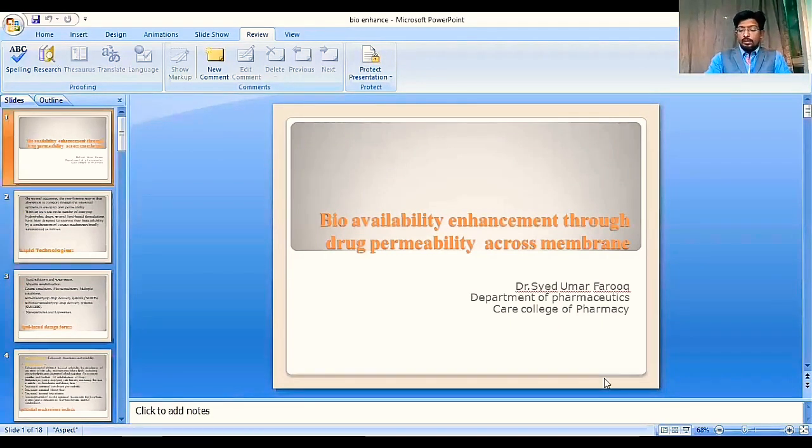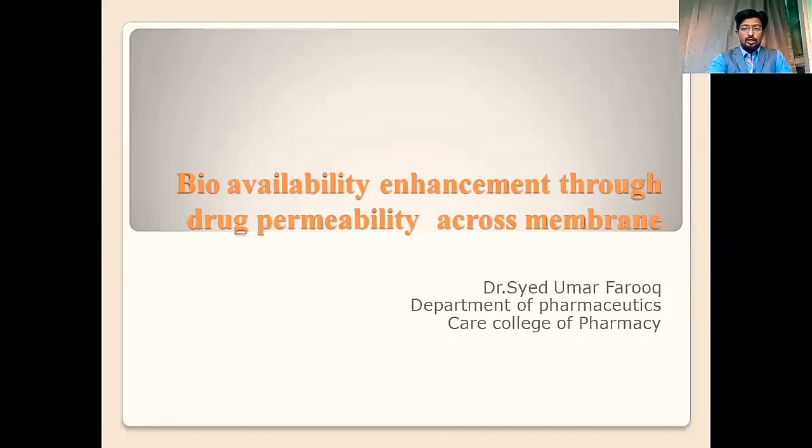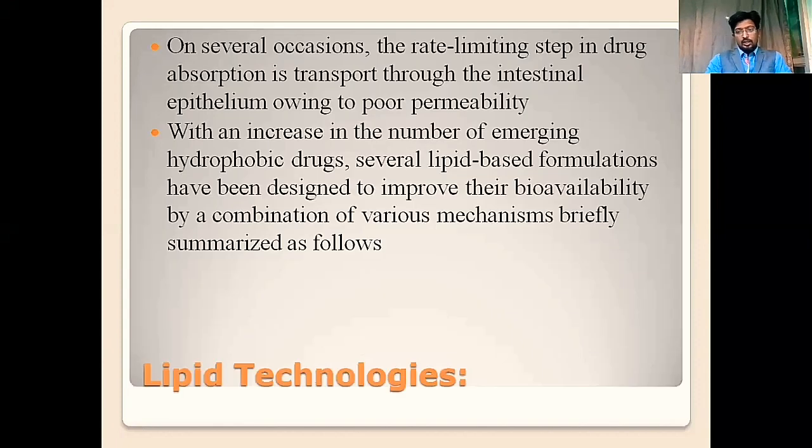Enhancement through drug permeability across the membrane. As we discussed earlier, in order to improve the drug permeability, we need to have lipid solubility. So the drugs which have more lipid solubility can easily cross the membrane. On several occasions, the rate-limiting step in drug absorption is transport through the intestinal epithelium owing to poor permeability. So if we try to improve the intestinal permeability, there is a chance that the permeability of the drug and in turn the bioavailability of the drug can be enhanced.